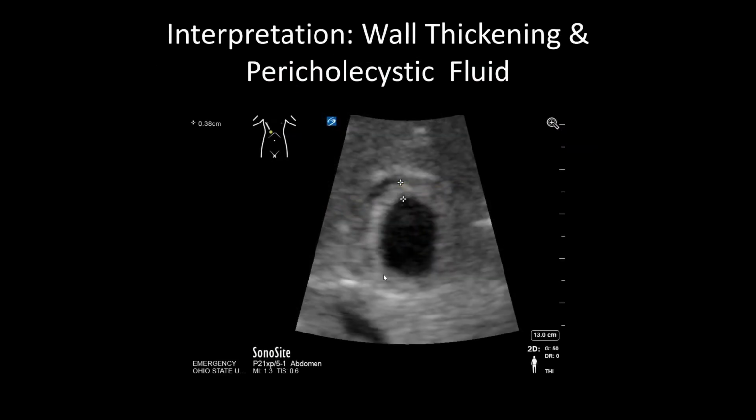Another finding of cholecystitis and gallbladder pathology is wall thickening. As mentioned before, we measure the gallbladder wall in the short axis on the anterior wall. Anything over 3 millimeters is considered pathologic. In addition, small amounts of pericholecystic fluid are also indicative of infection.